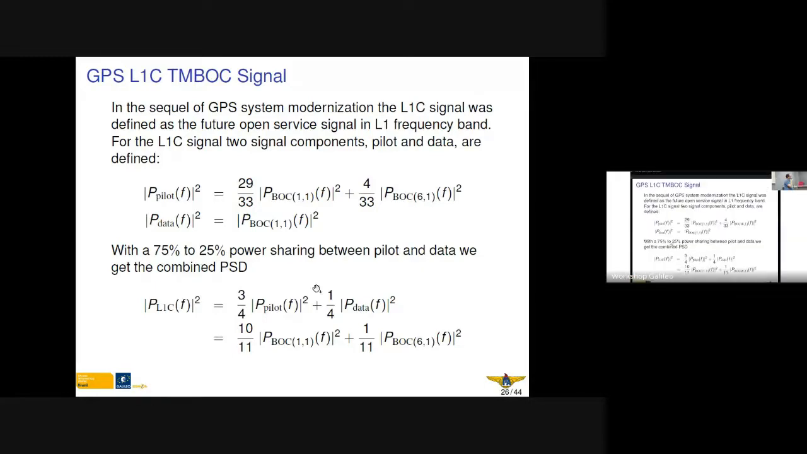Data. And then the overall PSD of the L1C signal. Okay, we're back. So the sum PSD, or the overall power spectral density of the L1C signal, can be given, considering this power sharing between pilot and data, is 3/4.